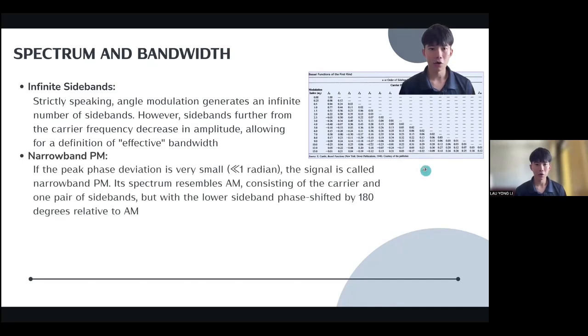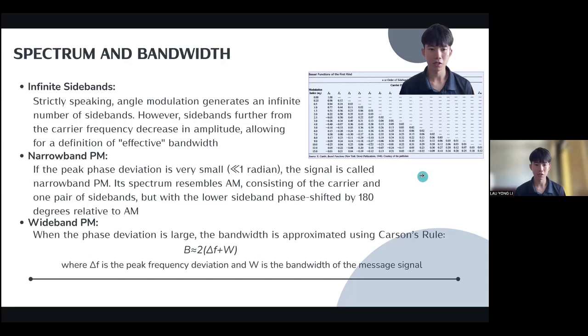The signal is called narrowband phase modulation if the peak phase deviation is very small, much less than 1 radian. Its spectrum resembles amplitude modulation, consisting of the carrier and one pair of sidebands. The key point is that the lower sideband phase shifts by 180 degrees compared to amplitude modulation.